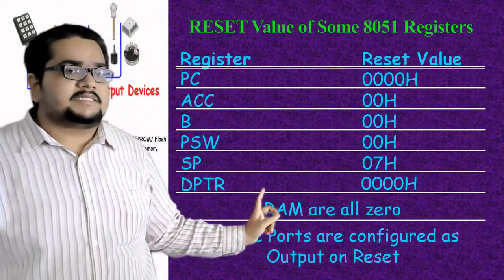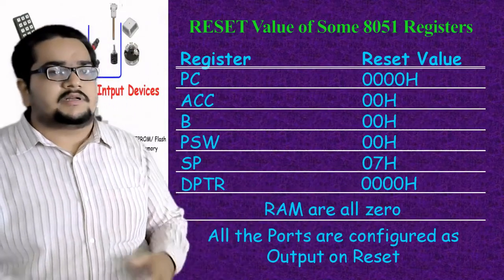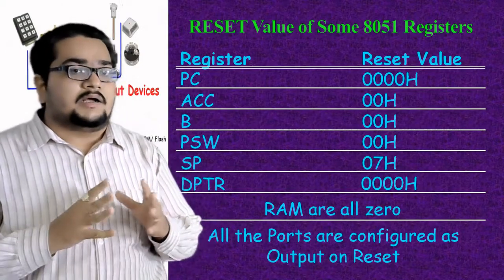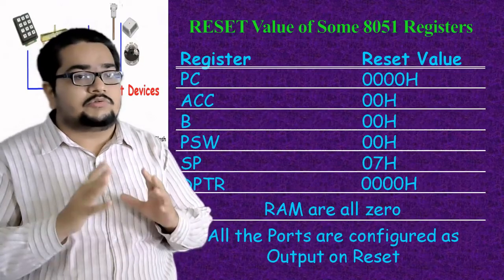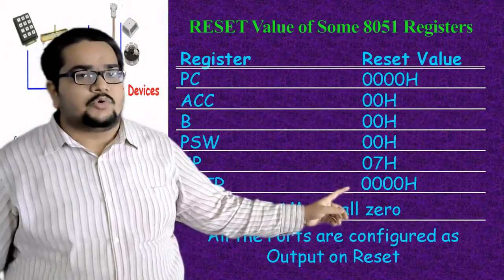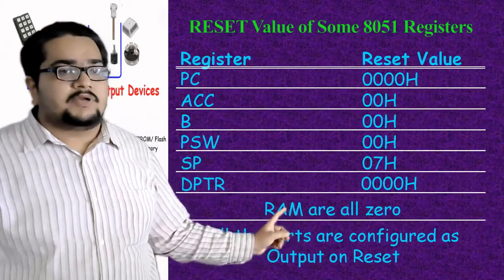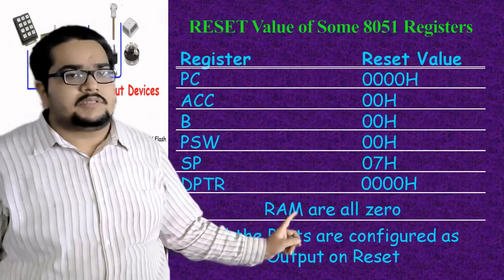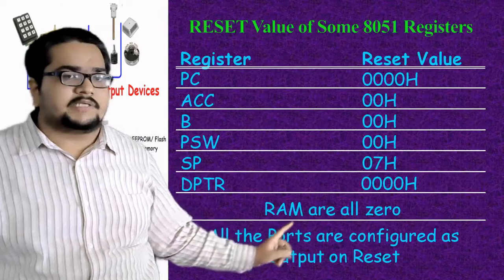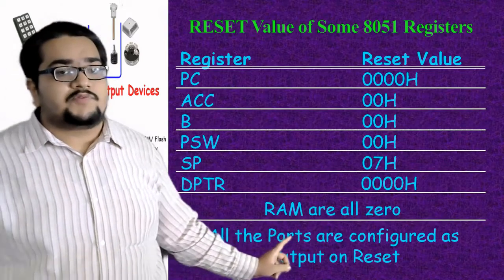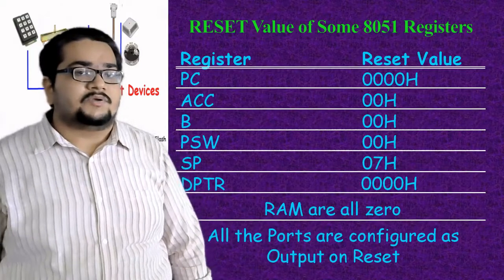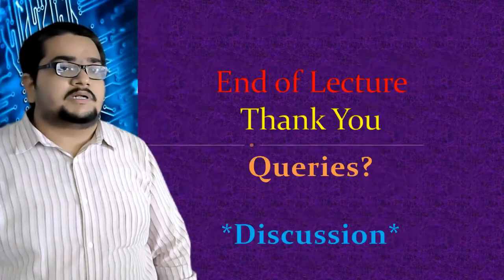Next is DPTR, the data pointer register. I have told you that it is used whenever we have data pointing operations into the external memory connected to the 8051. That also will be made 0 upon reset. Internal RAM, 128 bytes of RAM, will be there. All the 128 byte locations will be made 0 upon reset. All the input output ports of the 8051 will be configured as output ports upon reset. Okay, so this is about today's class.